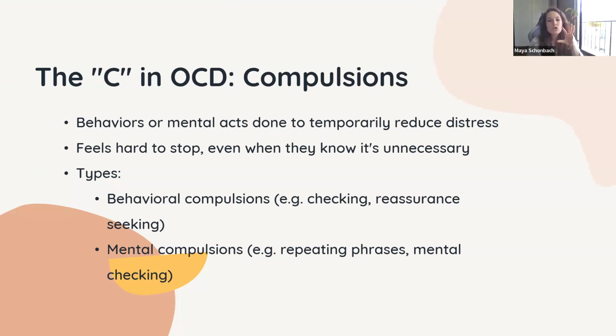And that really is the trap here, because the brain learns that it needs to do a compulsion in order to bring down the distress. And then the anxiety or the distress comes back even stronger next time. And it happens again and again and again. It's a vicious cycle, and we'll talk about this cycle soon.